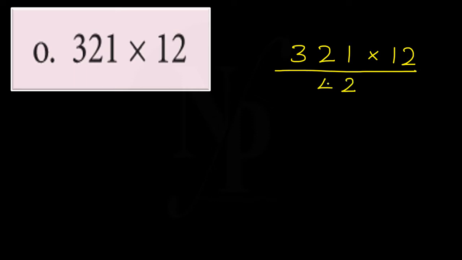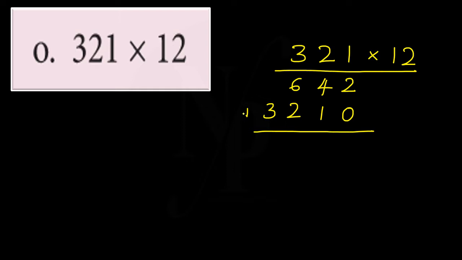Next and last question of this section, that is 321 into 12. Let me write this number here. 321 into 12. We multiply by 2 first. 2 1s are 2. 2 2s are 4. 2 3s are 6. We put a 0 here and then multiply by 1. 1 1s are 1. 1 2s are 2. 1 3s are 3.